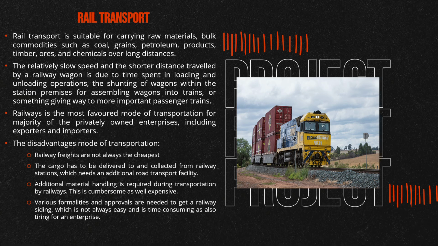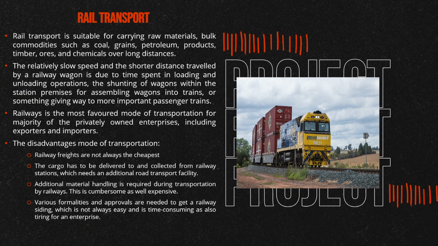Next, rail transport is suitable for carrying raw materials and bulk commodities such as coal, grains, petroleum, timber, oils, and chemicals over a long distance. The relatively slow speed and the shorter distance traveled by a railway wagon is due to time spent in loading and unloading operations, the shunting of wagons within the station premises for assembling wagons into trains, or sometimes giving way to more important passenger trains.